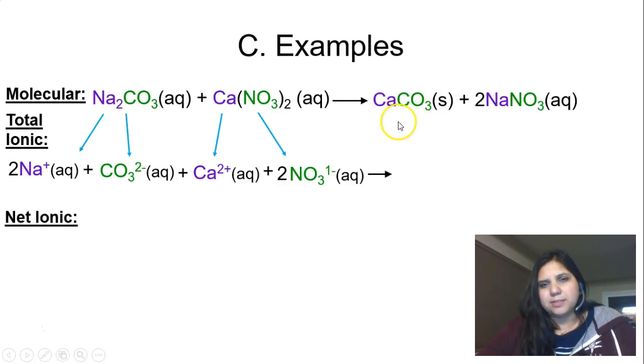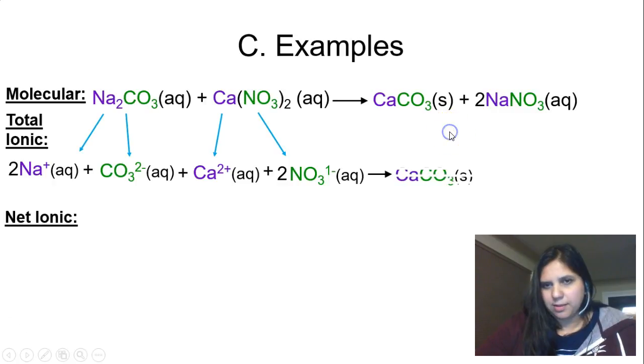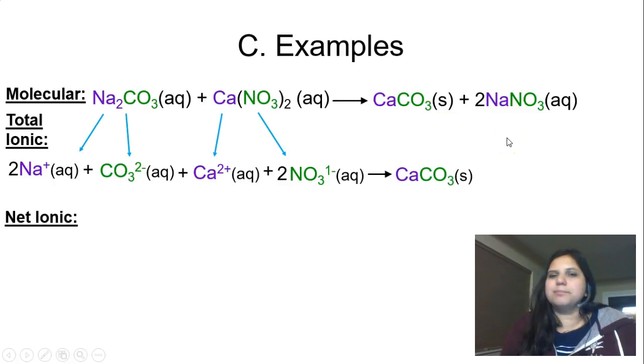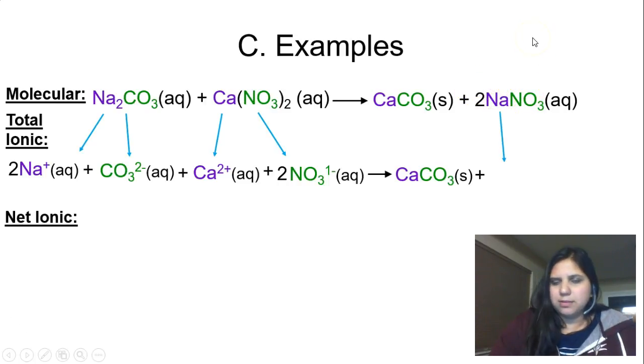Our next compound is calcium carbonate, and it has an S next to it. That means it's solid. Anything that's solid, liquid, gas, you cannot break up. The only thing you can break up is something that's aqueous. Okay, so that means that's going to stay just like that. I'm not splitting it up at all. Okay, plus we have sodium nitrate. That is aqueous. And we have a coefficient, so we have to watch out for that. That 2 is going to be distributed throughout. It's going to be 2 sodiums and 2 nitrates.